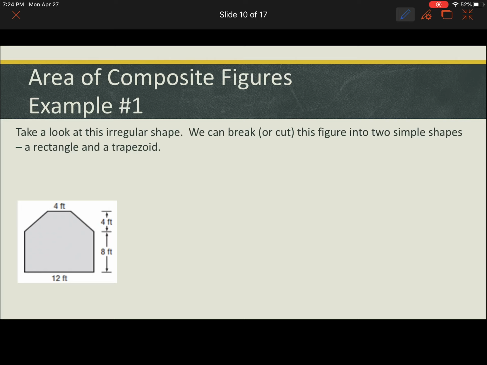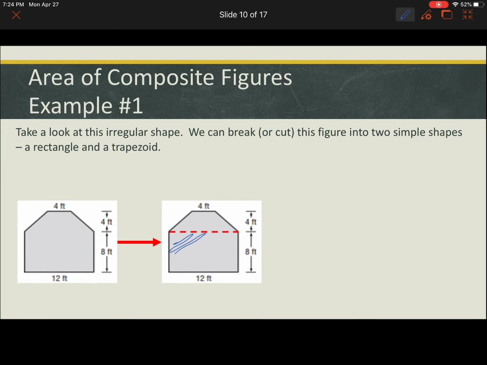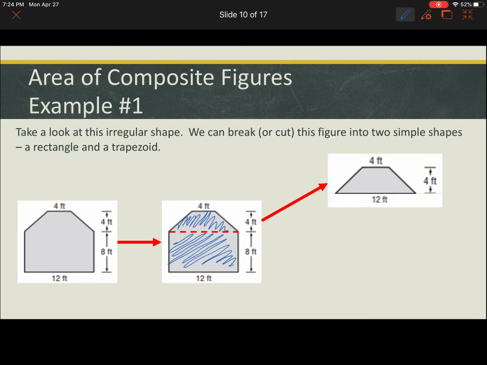So let's take a look at this example. We have an irregular shape, and we can cut it right along the top into two simple shapes. So on the bottom, we're going to have a rectangle, and on the top, a trapezoid. So we're going to find the area of those two simple shapes, the trapezoid and the rectangle, in order to find the area of the overall composite figure.